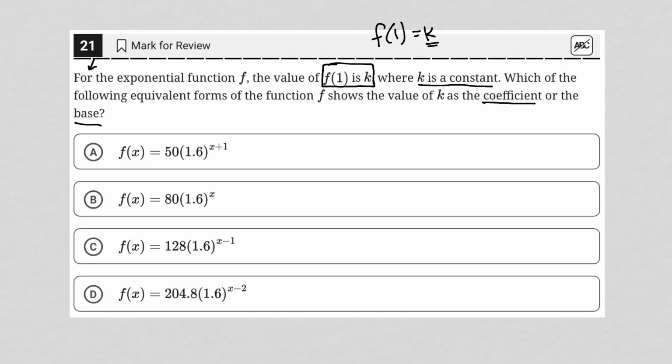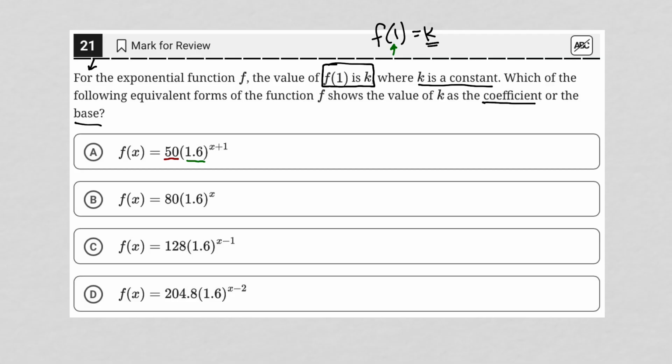All right, so for instance, in answer choice A, the coefficient is 50, so I'll underline that in red, and the base is 1.6, I'll underline that in green. So we're trying to figure out, if we were to plug in x is 1, because that's what f of 1 means, which one of these things would be the value of k, because we want k to be this coefficient or base.